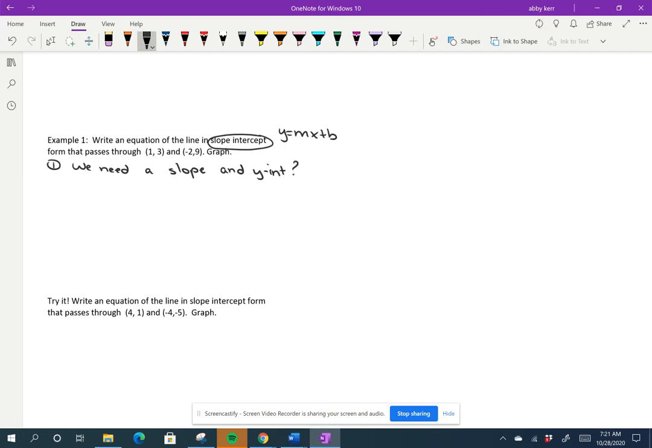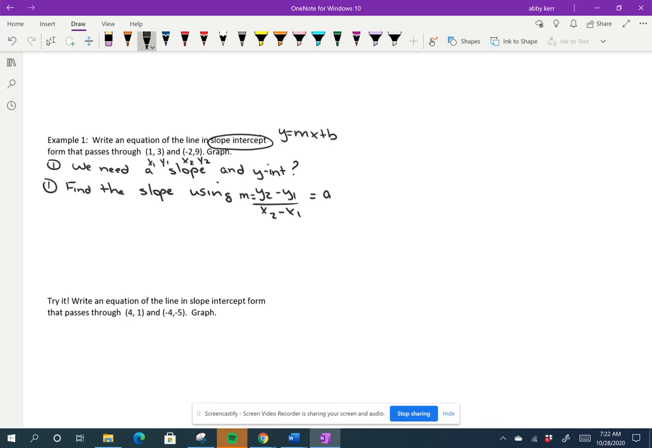Now, the slope is really easy to find. The y-intercept we can't do, at least not yet. So, we need to find the slope. Now, we have two ordered pairs. So, we are going to do y2 minus y1 over x2 minus x1. And we're just going to plug in after we label the ordered pairs.